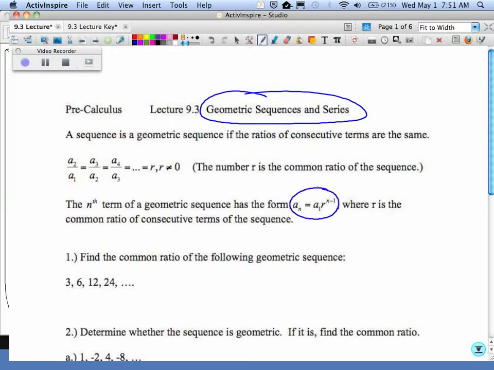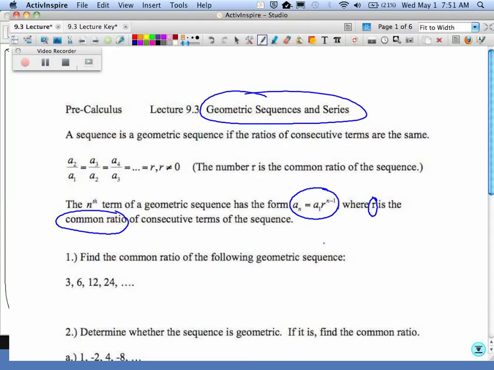If you look on your formula sheet, that pink formula sheet, that will be on there for you. That is how you find terms. You need to know the first term, and you need to know what we call the common ratio. So common ratio is that R value that's in there. So once you know the first term, and I tell you what you're multiplying by, you just continue to multiply until you're done.